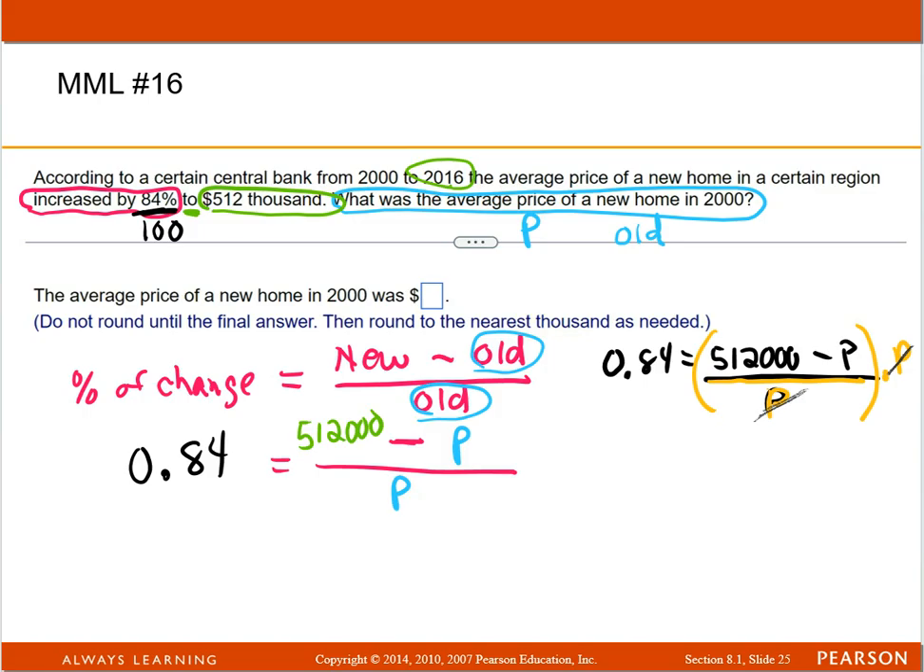However, this is an equation, and there's a golden rule that says what you do to one side of the equation, you have to do to the other. And so when I take P times 0.84, I get 0.84P. And that's going to equal the 512,000 minus P. I still have two P's in the equation, but now they're on opposite sides of the equal sign. This equal sign separates them. So in order to get them on the same side, I have to get rid of one of them.